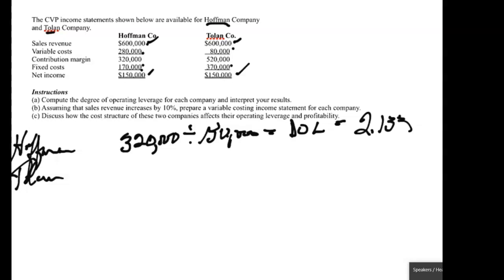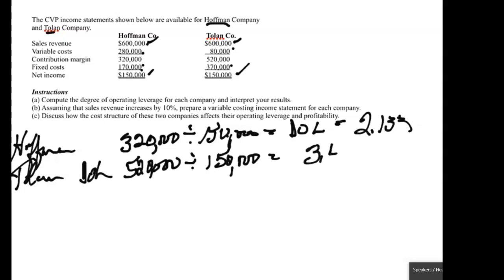So when we calculate its degree of operating leverage, we use the contribution margin, $520,000, divided by the net income of $150,000, and we get a degree of operating leverage of 3.467. So Tolan has a higher degree of operating leverage. Its earnings will increase or decrease by a greater amount than Hoffman if each experiences an equal increase in sales.